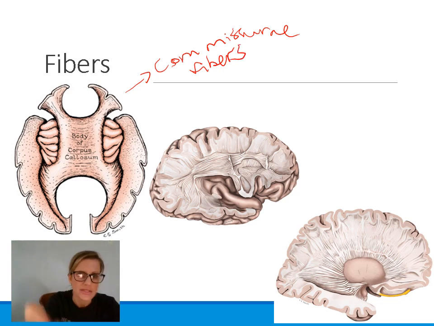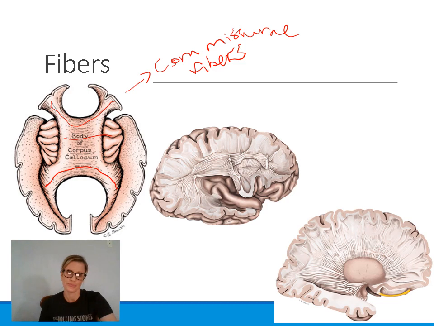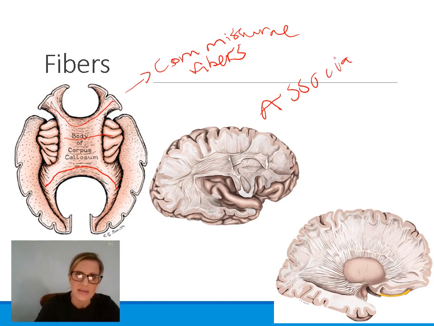And then also you can see they're going from one hemisphere to the other hemisphere, right? They are crossing over between the hemispheres. This next picture, the middle picture, is showing you the two different types of association fibers.